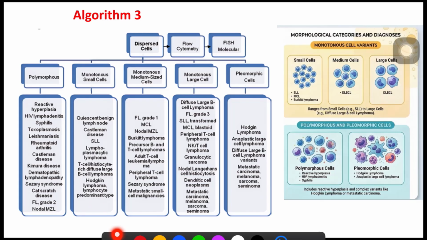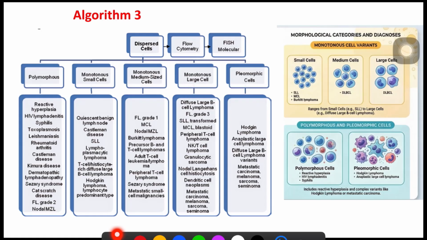Now medium size cell. So most common is DLBCL. So diffuse large B-cell lymphoma in medium size cells, where follicular grade 1 as well as Burkitt's, precursor lymphoblastic lymphoma, peripheral T cell lymphoma and Sézary syndrome. In monotonous large cell, you will find DLBCL common, sorry it is confused here, here it is Burkitt and here it is a DLBCL.